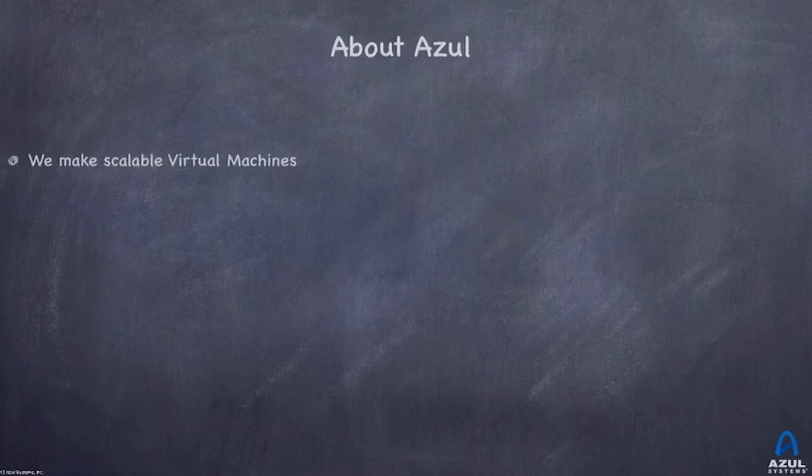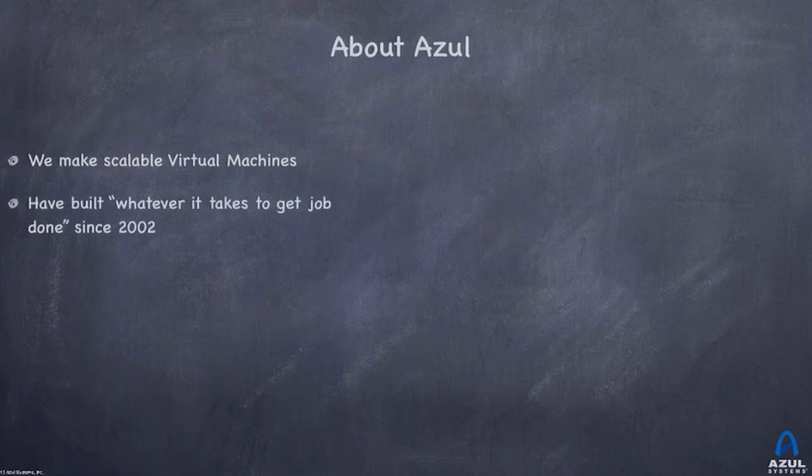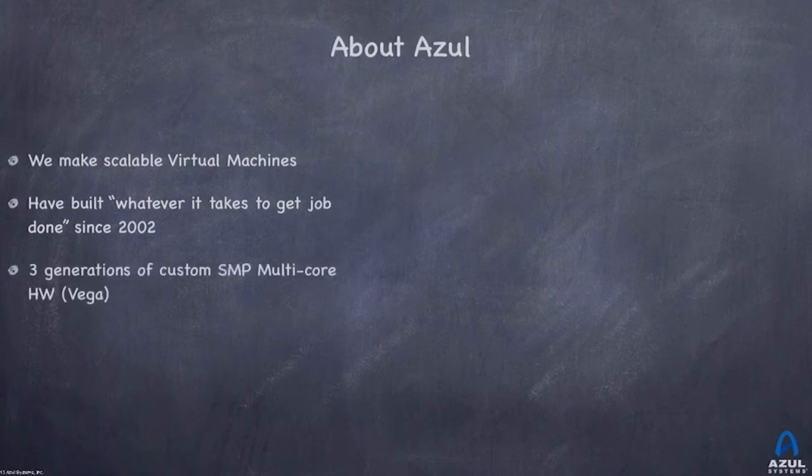Azul, where I come from, it's pretty simple. We focus on building scalable virtual machines, Java virtual machines, and we've been doing that for a decade. Our approach has been pretty much to do whatever it takes to do that, and whatever it takes included some very interesting things. We built three generations of custom multi-core hardware.